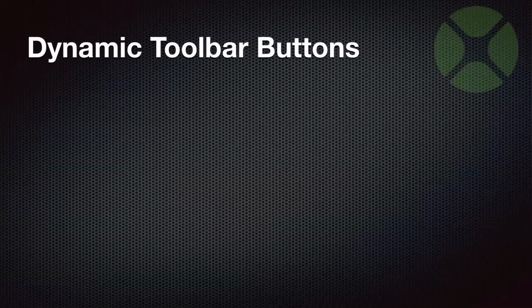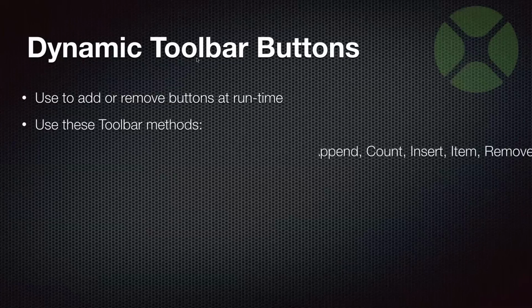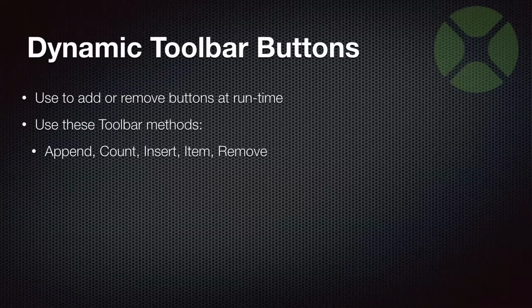In addition to designing your toolbar using the Toolbar Editor, you can also have a dynamic toolbar and do everything in code. You can use this to add or remove buttons at runtime. And that's probably the most common use. And there's a variety of methods on Toolbar that can be used for that. Append, count, insert, item, which pulls up a particular button, and then remove. So if your toolbar needs a bit more flexibility, you can do some stuff dynamically.